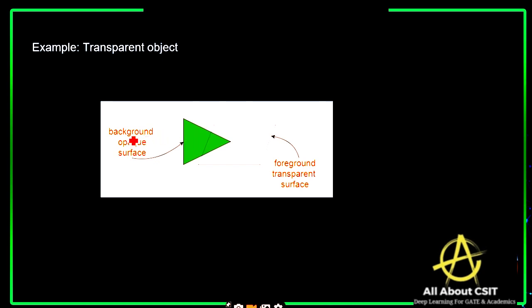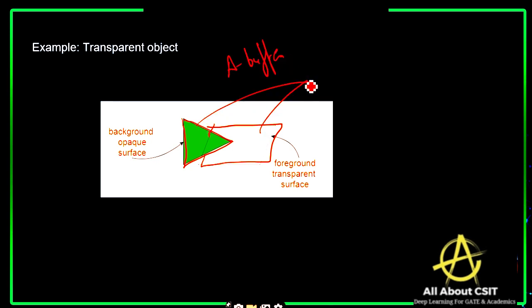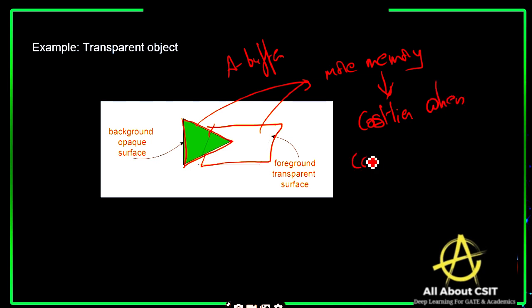See here the transparent object, background opaque surface. So this is a picture. This is a background opaque surface, whereas this is the foreground transparent surface. So here in A buffer, we require memory for both storing the opaque surface as well as the transparent surface. So that's why more memory is required. Whenever the memory is more, obviously it is costlier when compared to Z buffer.